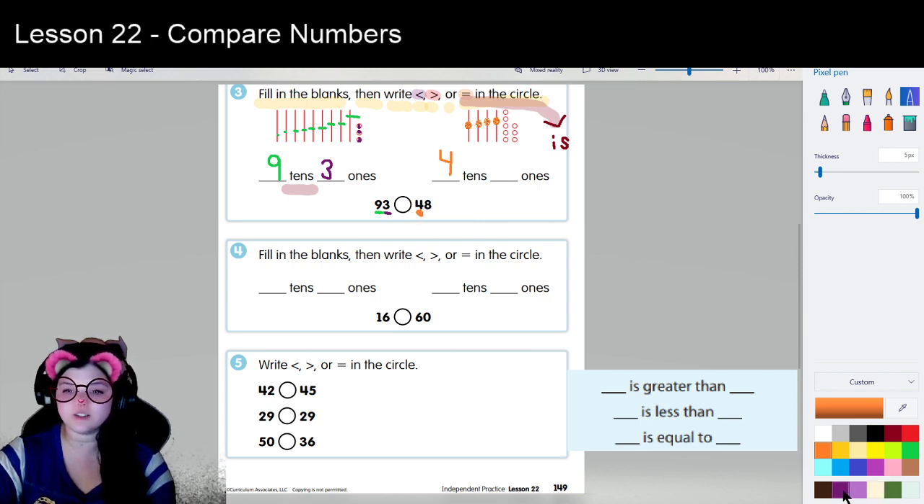And how many ones? 1, 2, 3, 4, 5, 6, 7, 8. So 8 ones. So 8 circles, so I know I have 8 ones, and I have 8 in my ones place, which made the number 48.